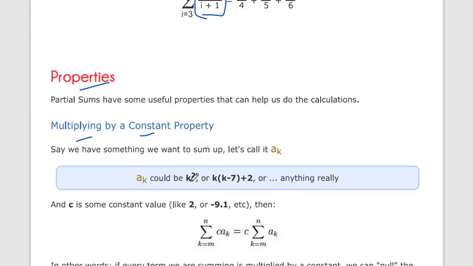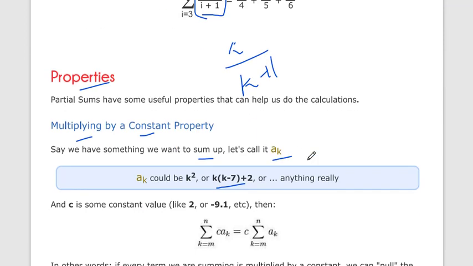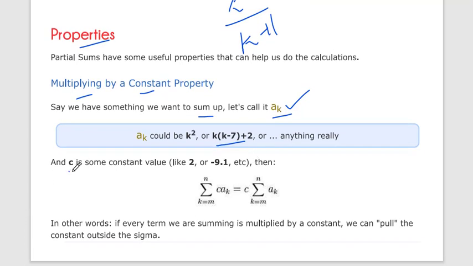Okay, so let's say we have something we want to sum up. Let's call it a_k. a_k could be k square or k minus anything, or k upon k plus 1. We only have to denote this as a_k. And c is some constant value, like 2, 1 by 2, or minus 2 by 5. So if we have the sum from k equals m to n of c times a_k, here you can see that c is the constant value.